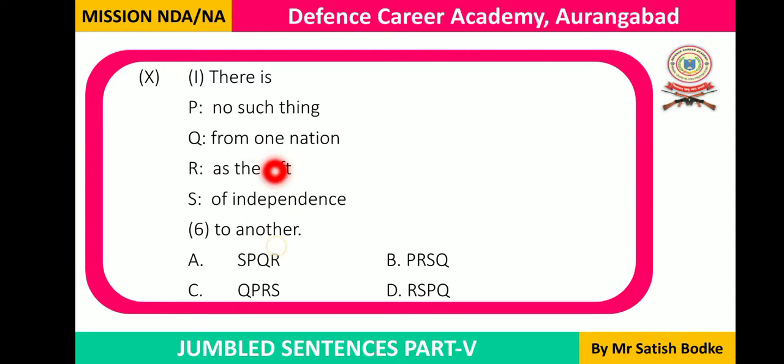Okay, the last six sentences again having the same structure. There is, and the last part is to another. There is no such thing as the gift of independence from one nation to another. So the sequence is PRSQ. Okay, PRSQ is option B. So our answer is option B.